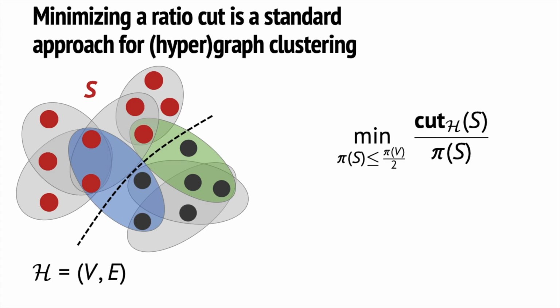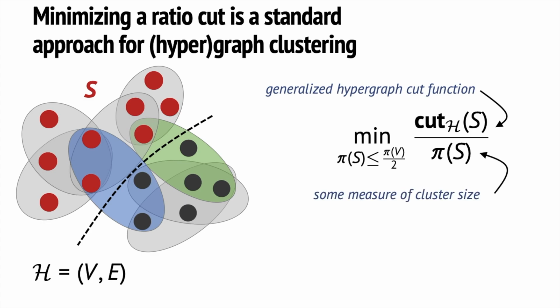A standard approach for finding clusters is to minimize a ratio cut objective, which measures the ratio between a cut function and some measure of a cluster's size, represented here by a function pi that could measure just the number of nodes in the cluster, the volume of the cluster, or some other related measure.